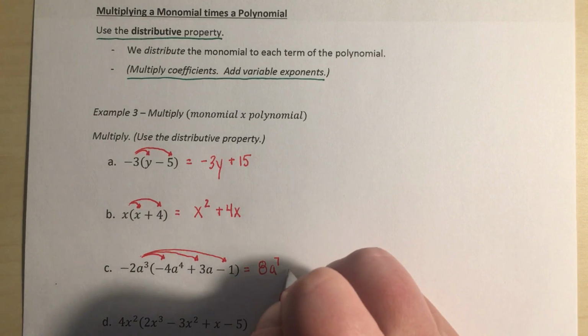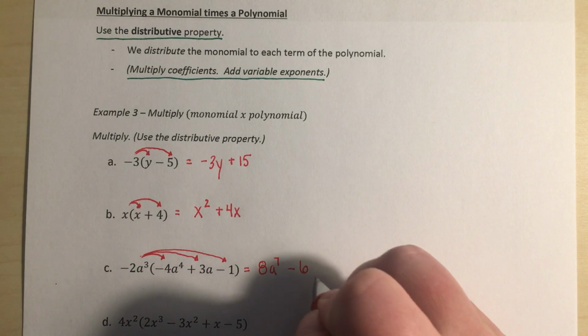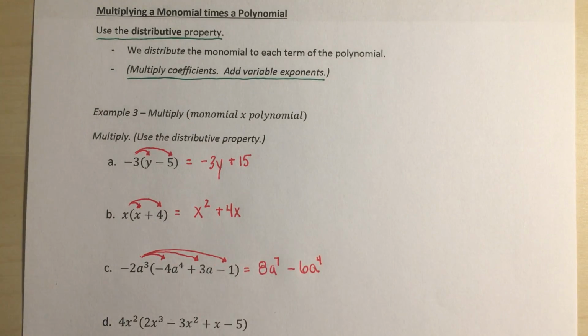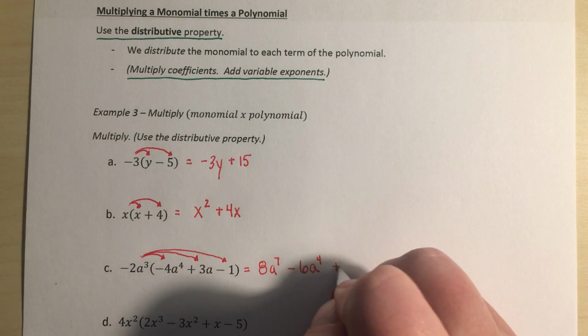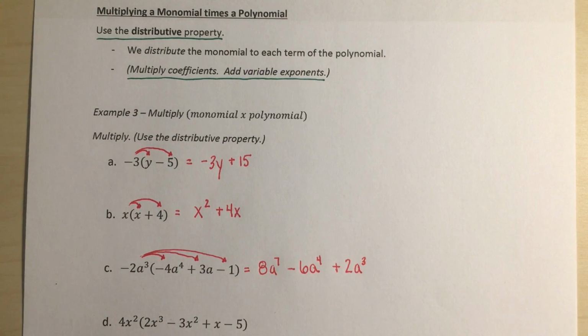-2 times positive 3 is going to give us a -6. a cubed times a. Add our exponents. 3 plus an invisible 1 is going to give us 4. Right, -1 times -2 is going to give us a positive 2. And that a cubed is just going to tag along since that 1 does not have a variable piece.